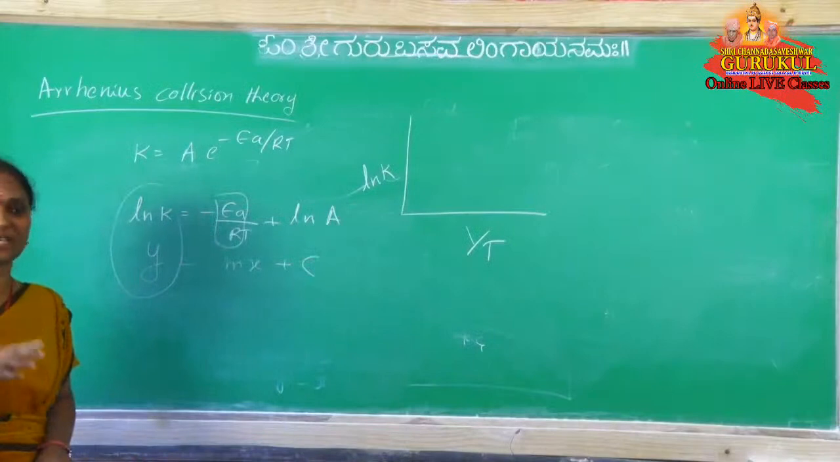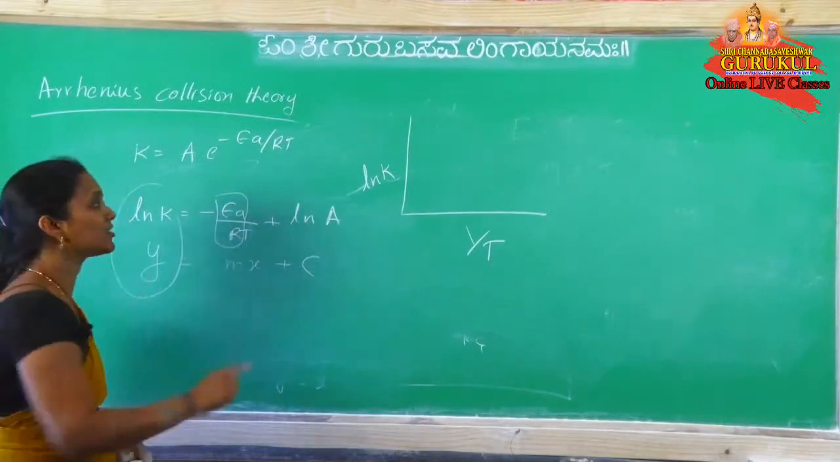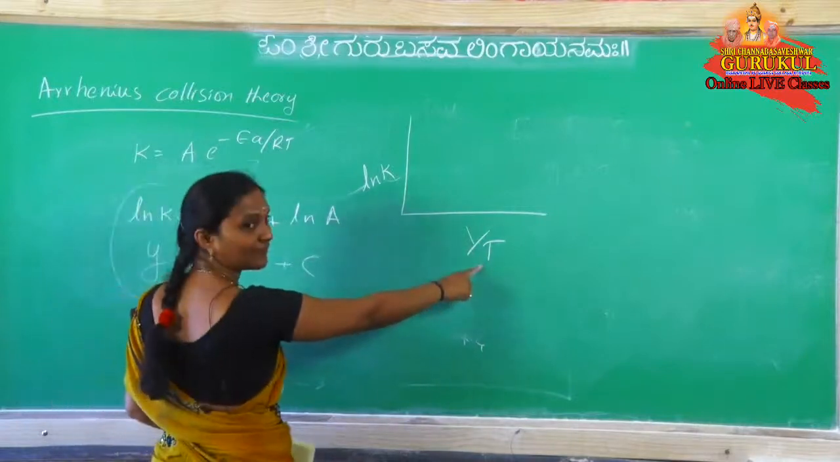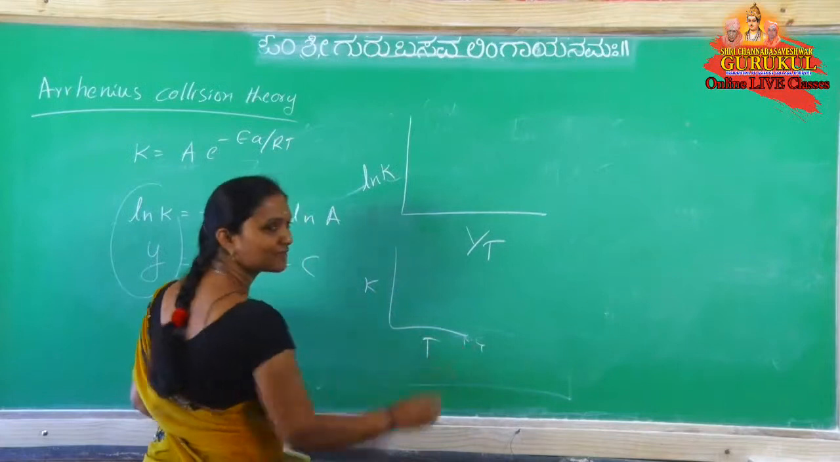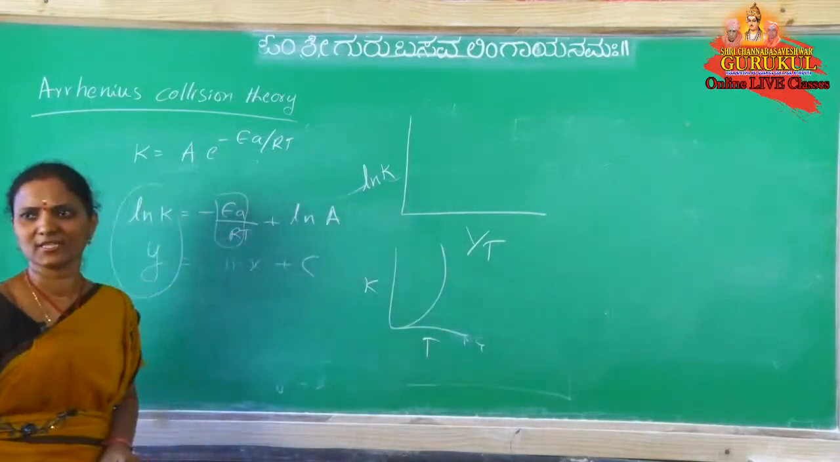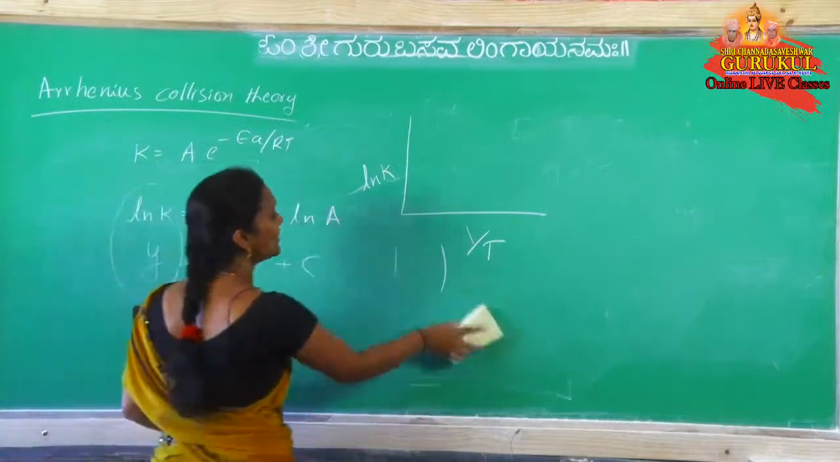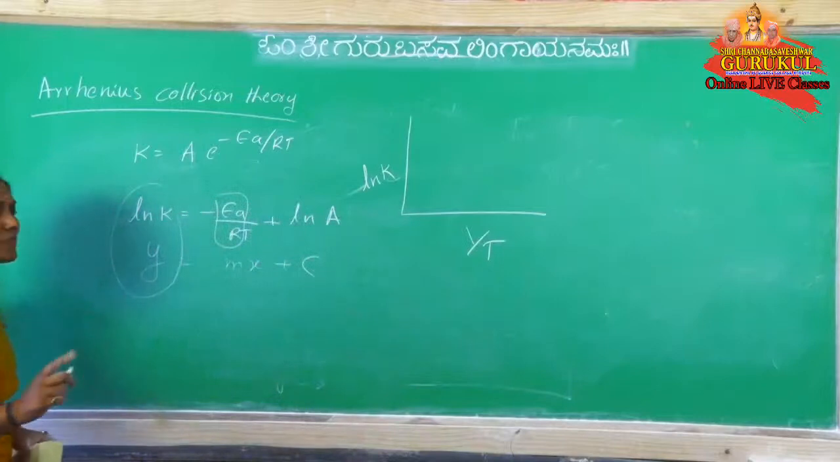Arrhenius collision theory explains the effect of temperature on K. For that, we are taking this graph. So ln K against 1 by T, not T, 1 by T. If K and T are directly given, as the temperature increases, K value increases. Yes or no? Like this. Now given is ln K versus 1 by T. Now negative slope or positive slope?